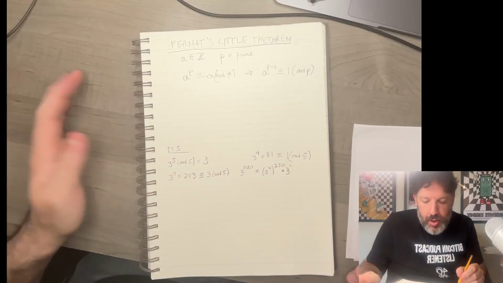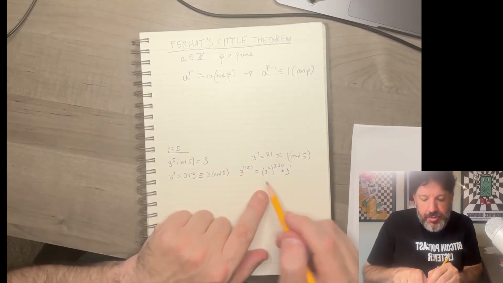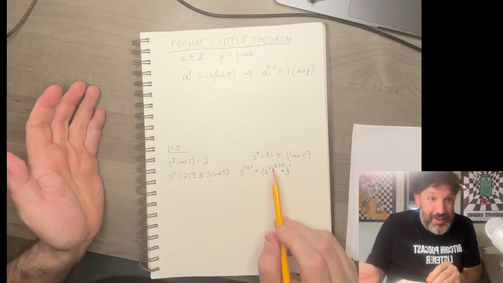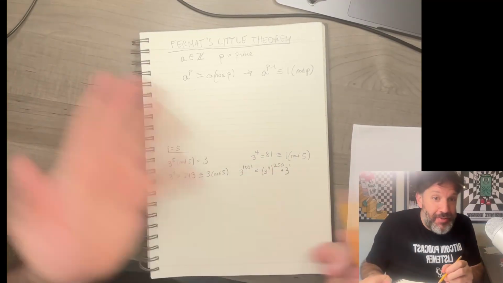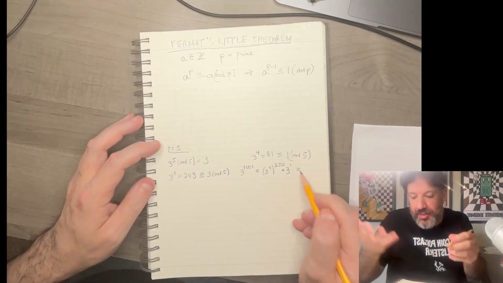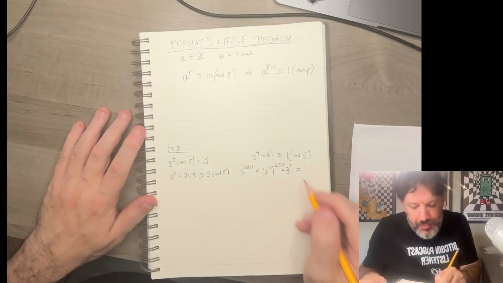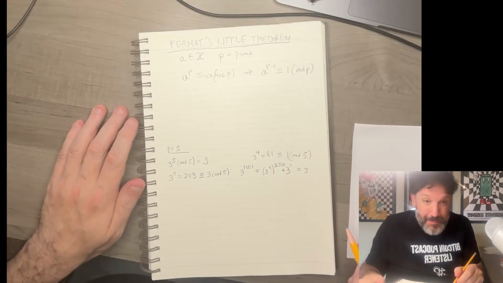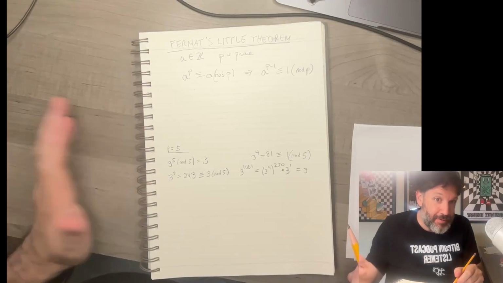So, okay, what now? Well, what happens is this 3 to the 4th is 1. That's what Fermat's little theorem tells us. 1 to the 250 is 1, which means this 3 to the 1001 power is 3. Pretty freaking cool.